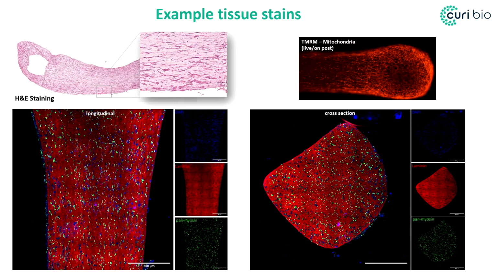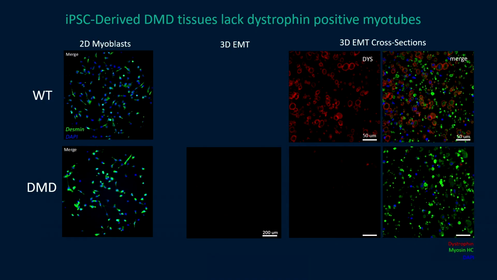This is an example of what the tissues look like. They're big. They're about the size of a grain of rice, a millimeter in diameter. So we can pack a lot of cells in here. We're looking at largely some myotubes here. They're thick enough that we can do H&E staining in the top left. We can do live cell imaging on these plates as well.